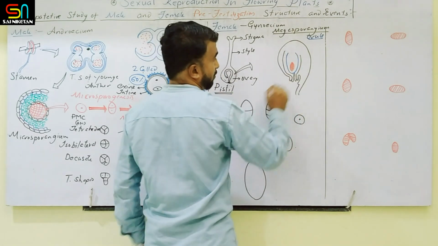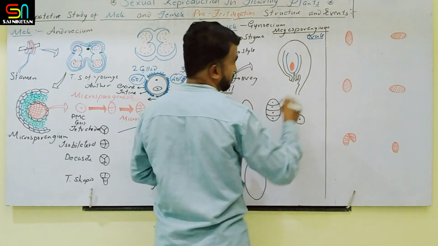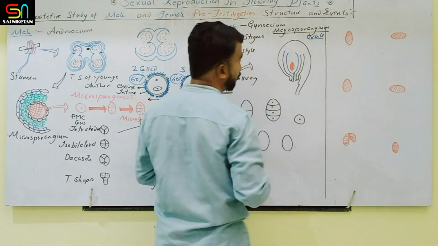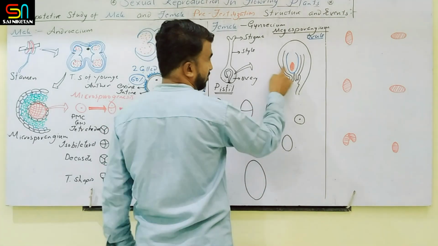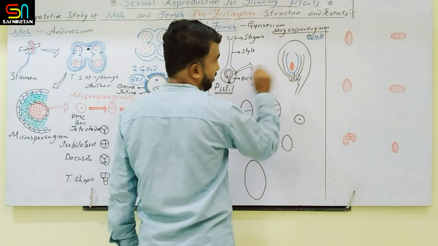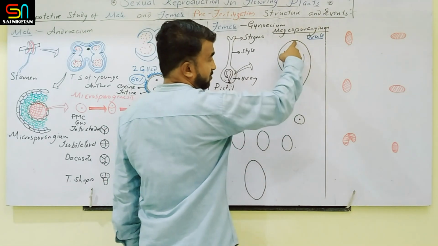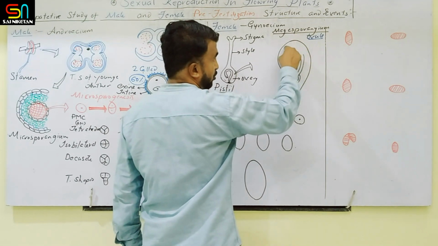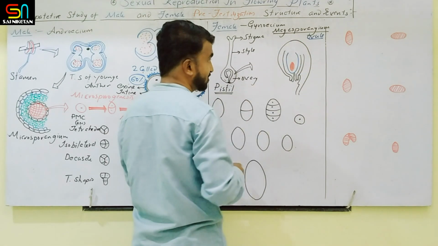The ovule is covered completely by the integuments. So either it contains one integument, two or three. Here two integuments are there. So this is the outer integument, this is the inner integument. This point is called the chalaza, from which the integument arises. This is called the chalaza end.